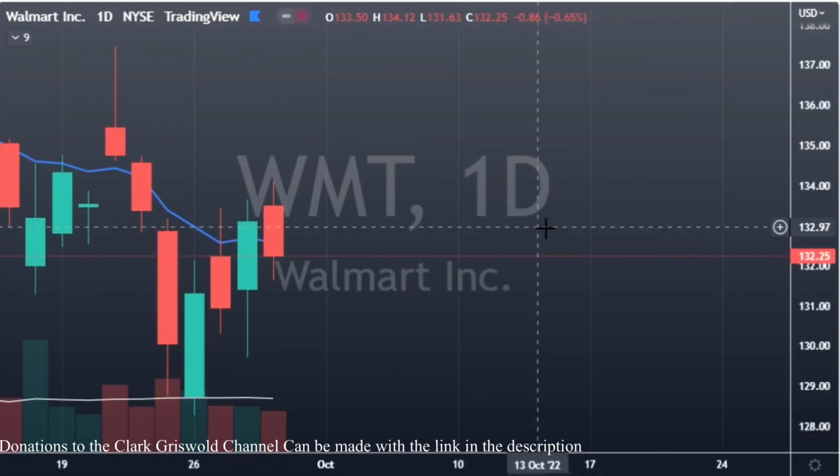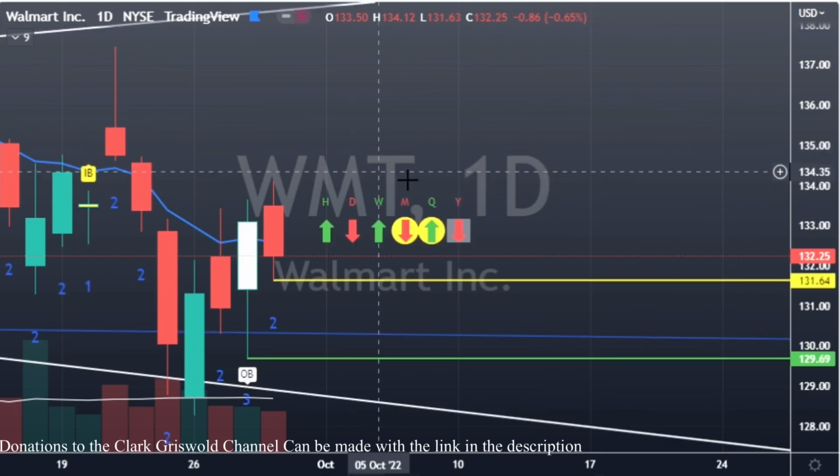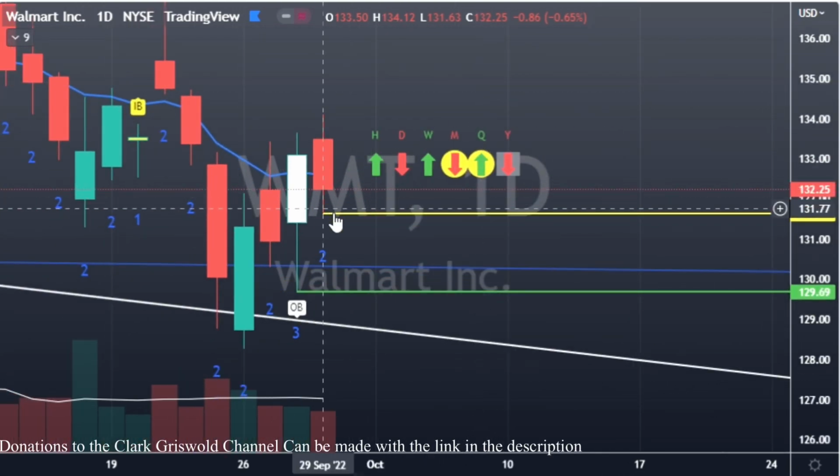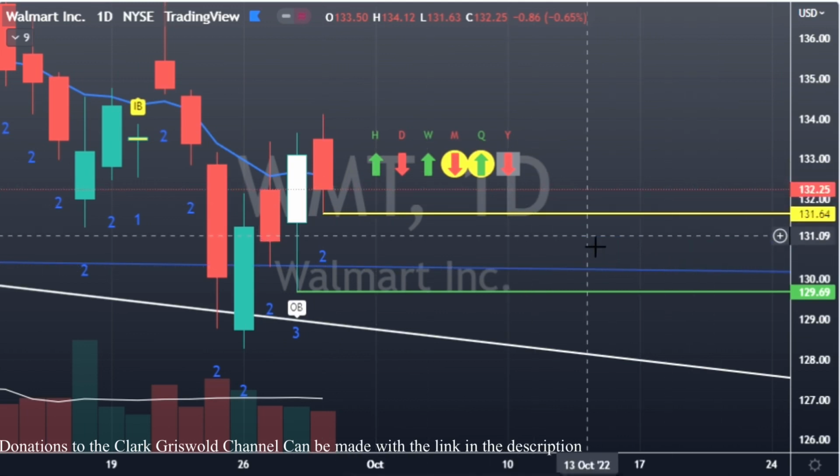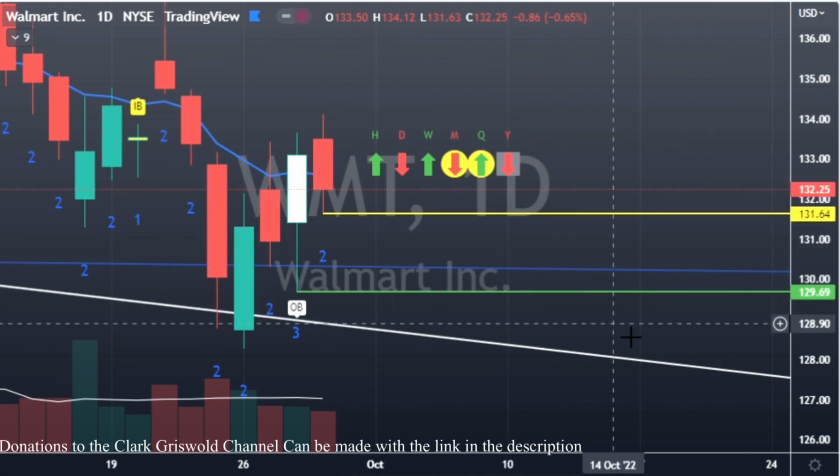Walmart, that's one of the ones that is not an inside bar. Okay, so Walmart, 2 up, finished red. We're going to look for puts on this thing at 131.64. Targets at 129.69. The other thing I want to tell you guys, so Lotto Friday, it's called Lotto Friday for a reason, because everything expires, or most stuff expires on the Fridays.